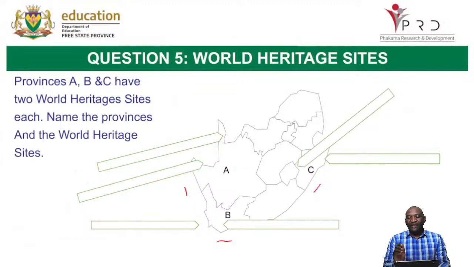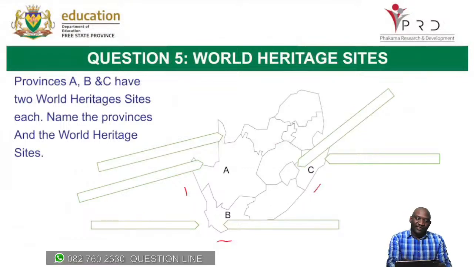And if you can look, there's something that I actually did with the arrows here. If you look, the arrows are pointing to almost the exact places where the World Heritage Sites are actually found. So it's very important for you to know the exact location of the World Heritage Sites as well, because you might find that Province C has 2 World Heritage Sites.